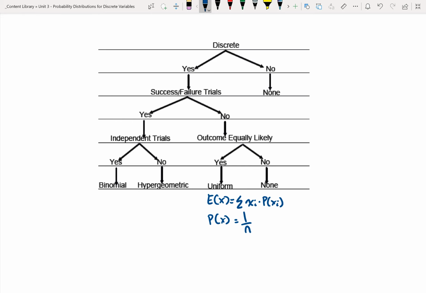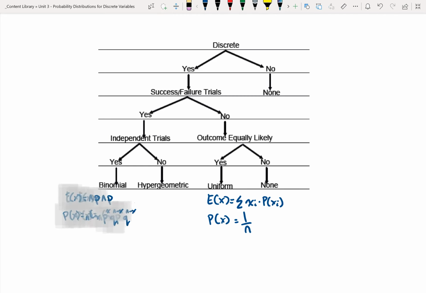If it does contain success or failure trials, we need to look at if the trials are independent or not. If they are independent, which means they don't rely on each other, then it's a binomial distribution, and we're dealing with the formulas E(X) is equal to n times p, or the number of trials times the probability of success, and our probability distribution formula would be n choose x times p to the power of x times q to the power of n minus x.